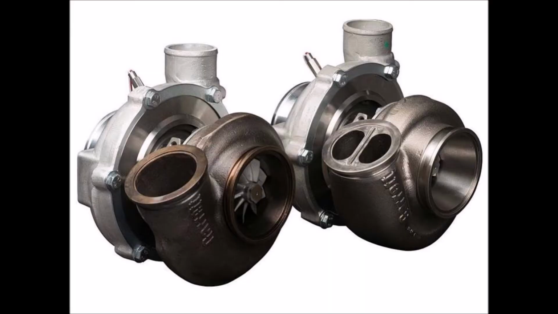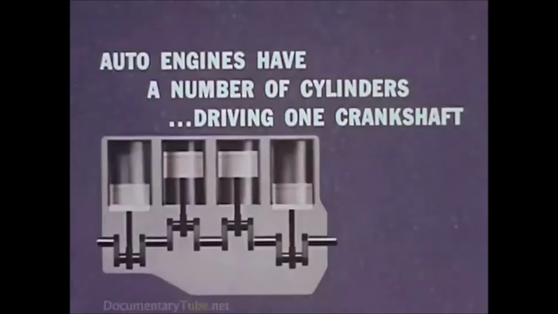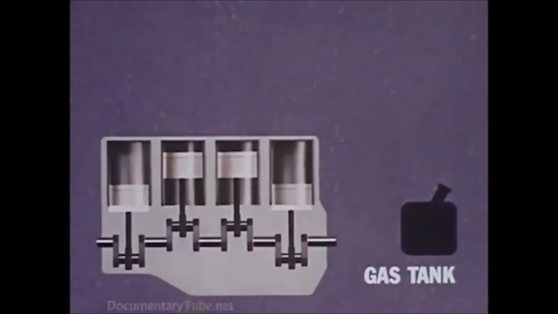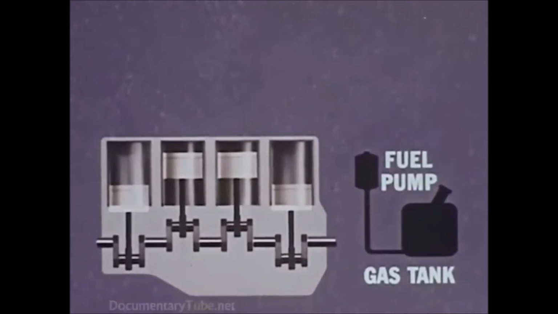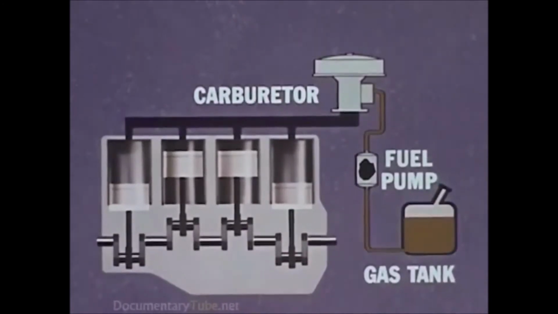4, 6, and 8. Modern auto engines have a number of cylinders driving one crankshaft. Gasoline from the tank is pumped by the fuel pump to the engine's carburetor through the fuel lines.